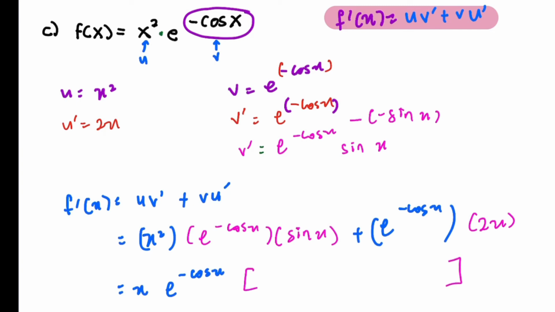From the first term, x squared divided by x is just x. And e to the power of minus cos x divided by itself is 1. Sine x divided by 1 is sine x. So we have finished writing the first term, plus, let's write the second term here. This term divided by itself is 1. 2x divided by x is 2, so we are just left with 2. Therefore, this is our final answer after we have simplified it.